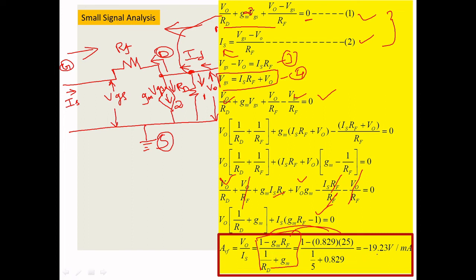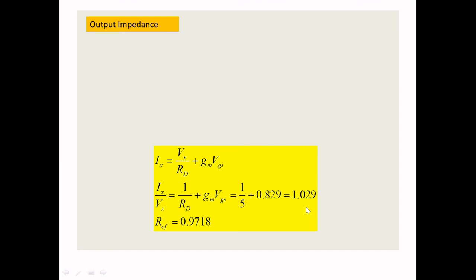and finally I got minus 19.23. This minus generally defines the phase shift in your circuit, that is, the input and output are phase shifted by 180 degrees. Okay, so I hope you understood. So let me go for the next part.